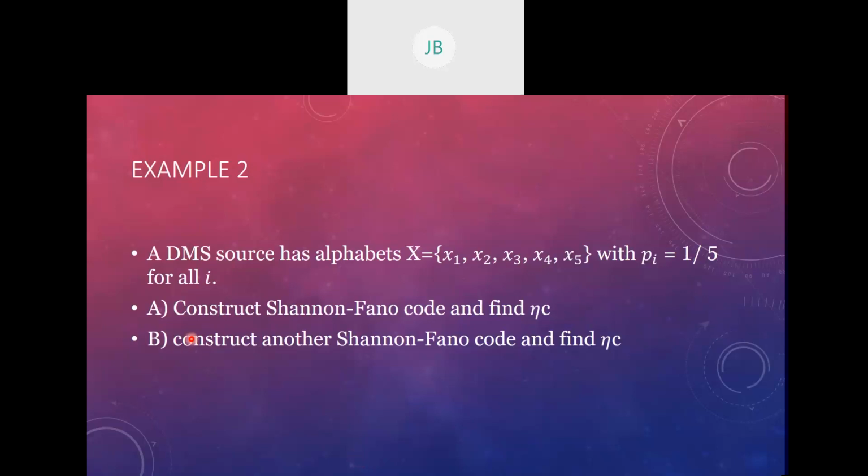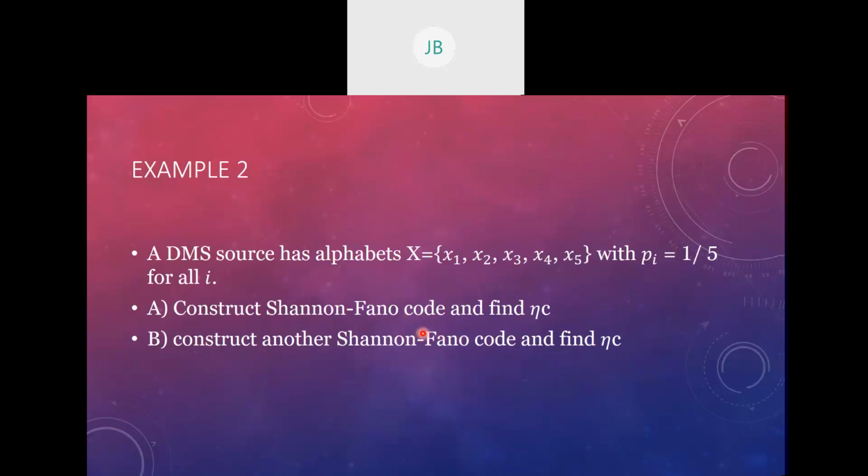So this example is a DMS source that has alphabets varying from x1 to x5. There are 5 different alphabets or symbols. Each has a probability of 1 by 5. In that case, construct a Shannon-Fano encoding scheme and find its efficiency.